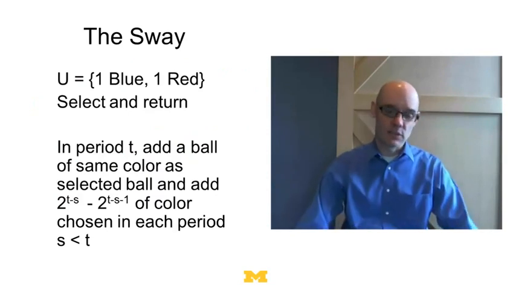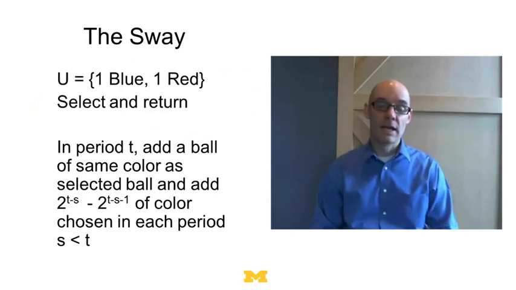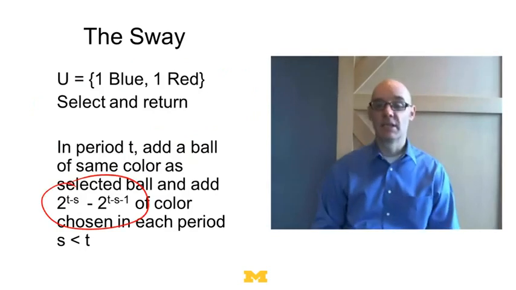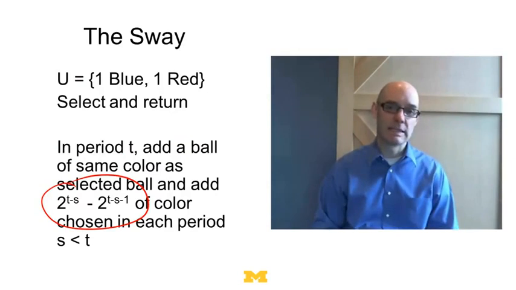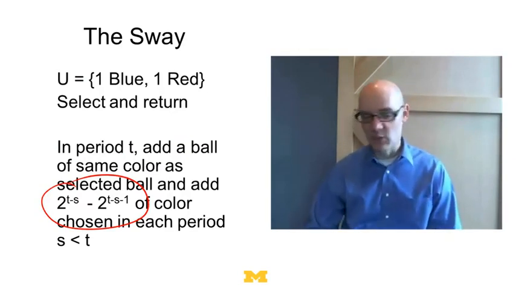So the sway process works as follows. I start with 1 blue and 1 red ball. When I pick a ball out, I add a ball of that same color, just like the Polya process. But I also add 2^(t-s-1) balls of the ball chosen in each period s less than t. What does that mean? It's complicated. Let me explain it with a picture. It makes a lot more sense.